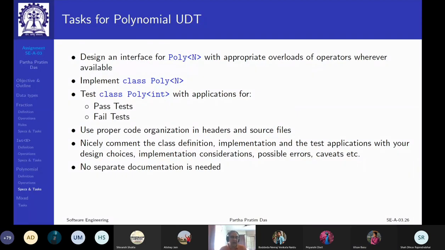Okay, what I'll do, for fraction, I will just include a small sample of a test function, in case you have difficulties.